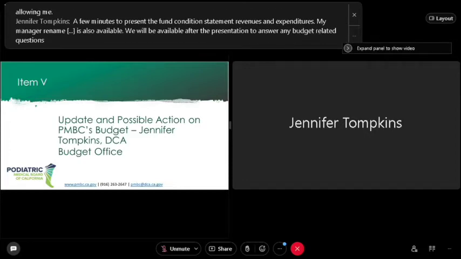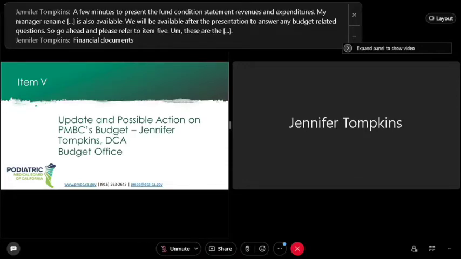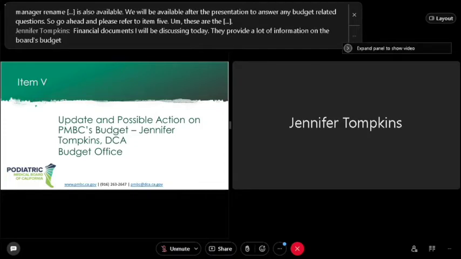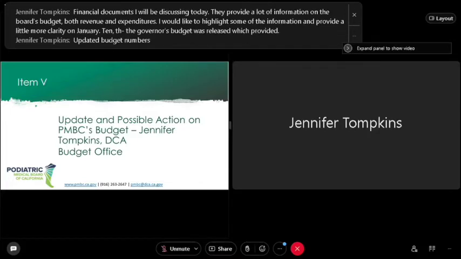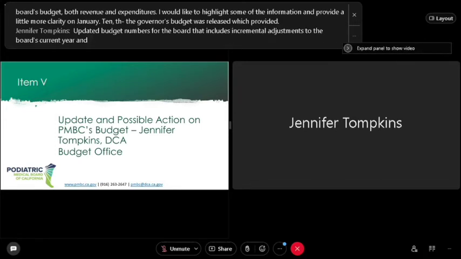So go ahead and please refer to item 5. These are the financial documents I will be discussing today. They provide a lot of information on the board's budget, both revenue and expenditures. I would like to highlight some of the information and provide a little more clarity. On January 10th, the governor's budget was released, which provided updated budget numbers for the board. That includes incremental adjustments to the board's current year and budget year base budget, which was provided at the prior board meeting.